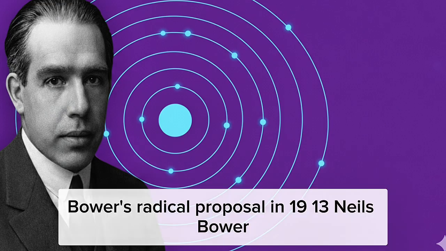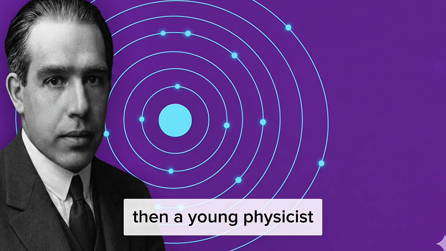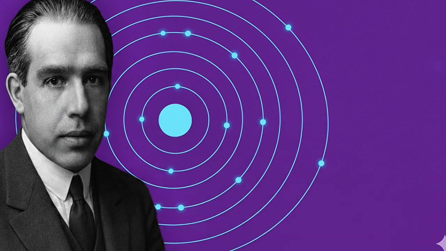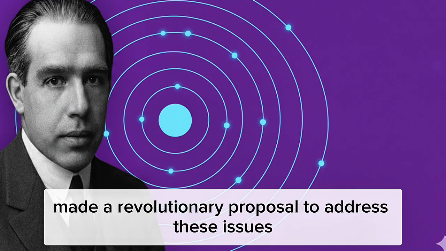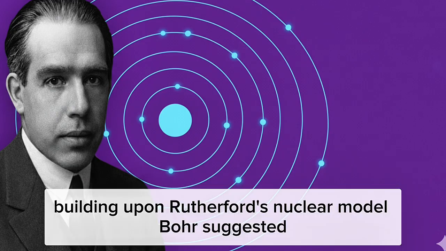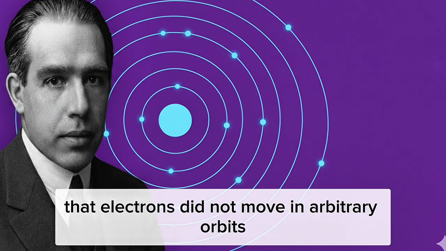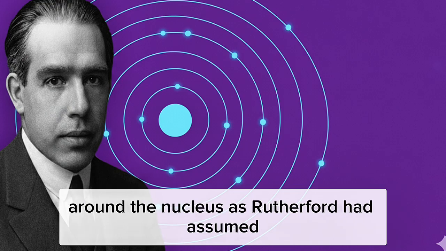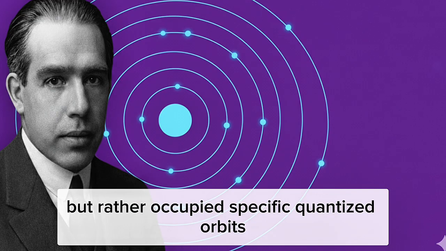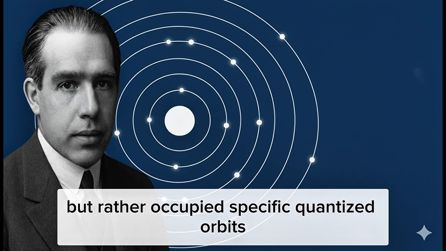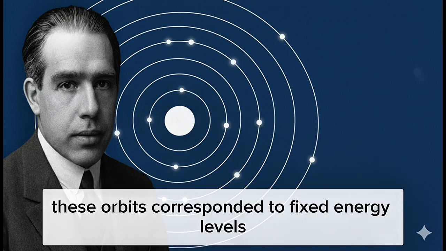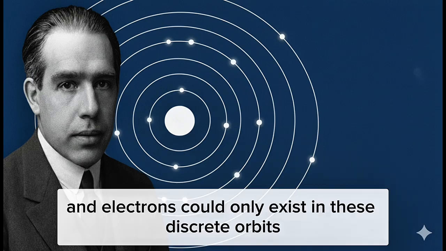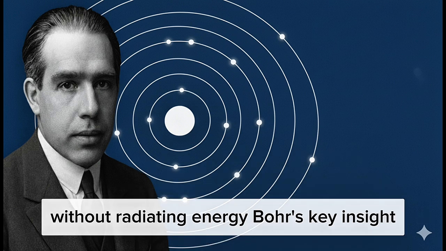Bohr's radical proposal. In 1913, Niels Bohr, then a young physicist working in Rutherford's laboratory, made a revolutionary proposal to address these issues. Building upon Rutherford's nuclear model, Bohr suggested that electrons did not move in arbitrary orbits around the nucleus, as Rutherford had assumed, but rather occupied specific, quantized orbits. These orbits corresponded to fixed energy levels, and electrons could only exist in these discrete orbits without radiating energy.